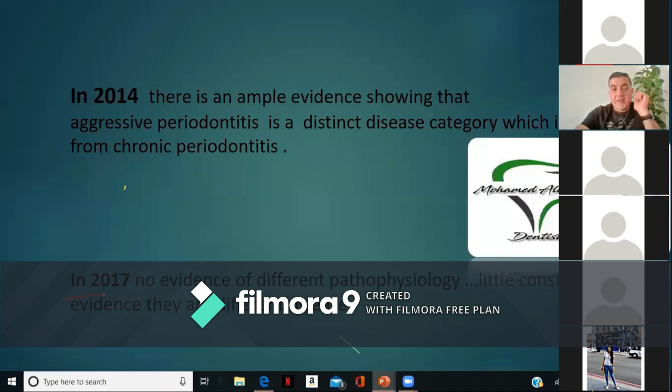In 2017, don't ask me why, I don't know why, the same scientists, same researchers, said there is no evidence of different pathophysiology, and little consistent evidence that they are different diseases. Okay, so it's a contradiction, but this is the science, and these are the guidelines. We need to follow the guidelines. The same people who used to believe it's a distinct condition now believe that it is not a distinct condition. So in any argument, it is very important to know these points, please.